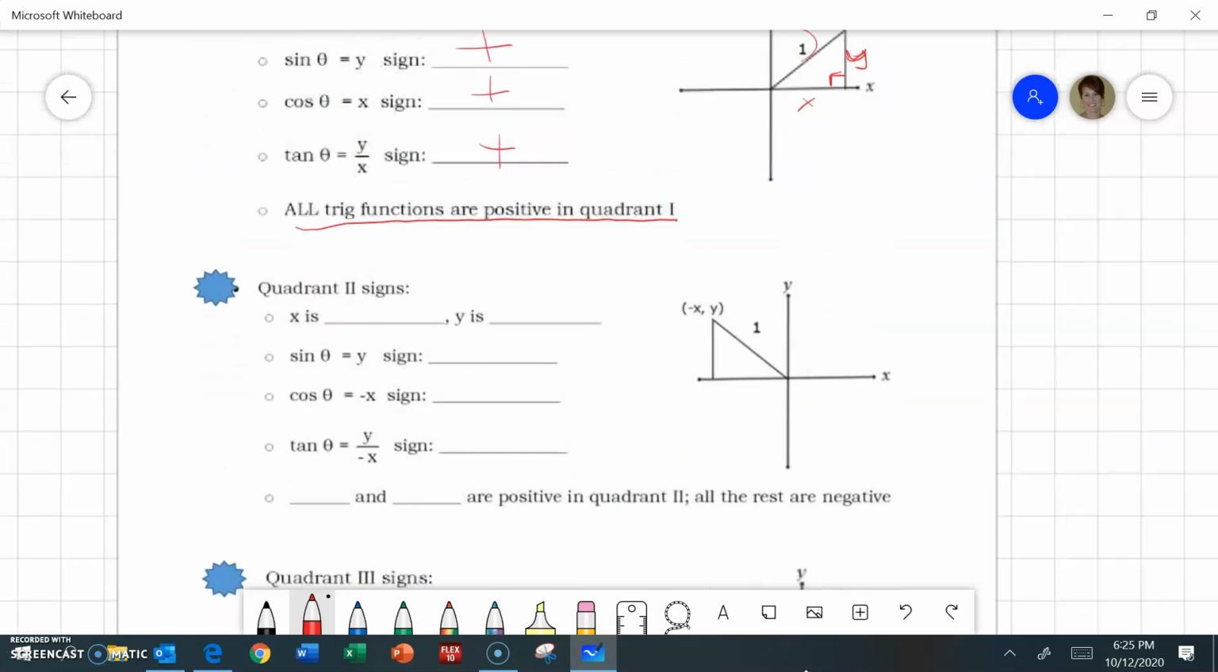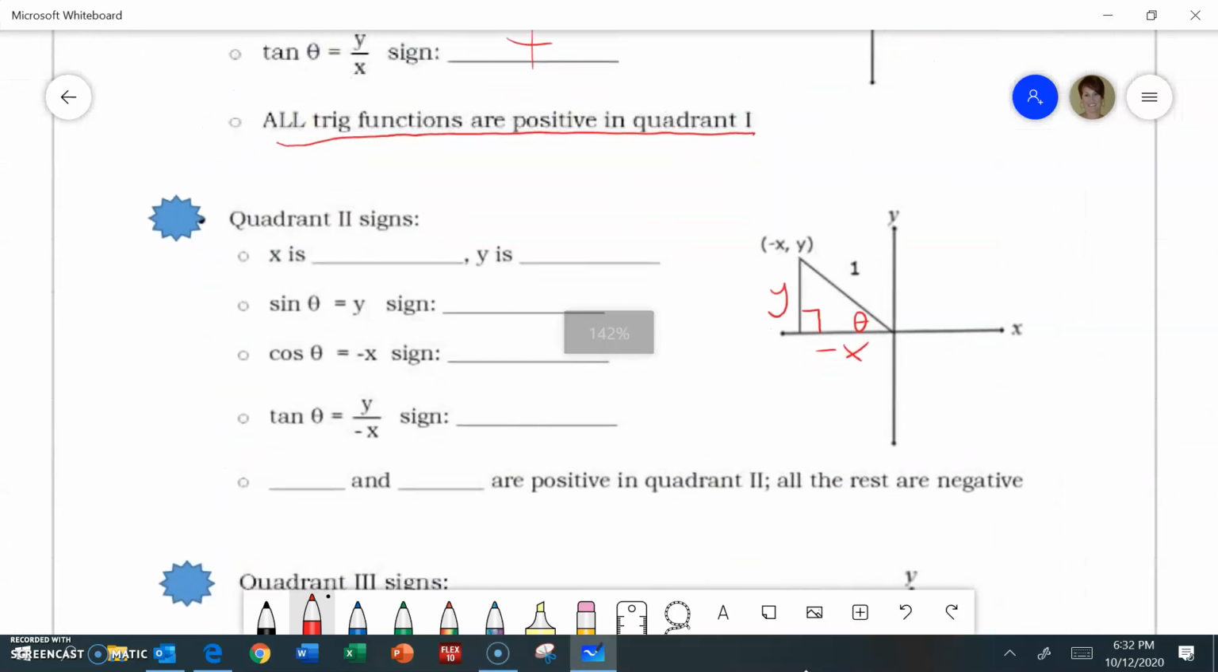Okay, let's go on. So let's look at quadrant 2. I already have my diagram filled out. We are landing in quadrant 2, so your x is negative and your y value is positive. So if you're doing the sine of theta, that's just y over 1, so that's positive. Cosine is adjacent, negative, x over 1, so that's negative. And a positive divided by a negative is a negative.